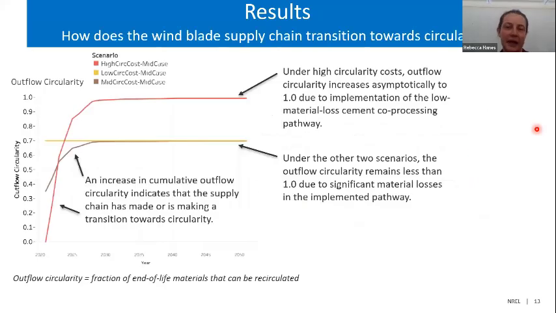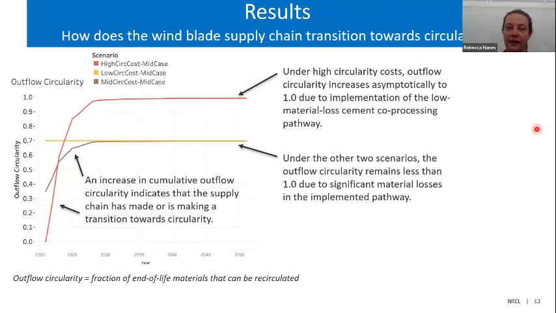So in this graph, we're showing one of our two default circularity metrics, which is outflow circularity over time. And this metric measures the fraction of end-of-life material in the supply chain that is recirculated instead of being disposed of. And here we're not really distinguishing between closed loop or open loop circularity. Obviously, in this supply chain, there was no possibility of closed loop circularity. So here we're assuming that we're creating a material that can be used in a supply chain outside the wind turbine blades. So an outflow circularity of 0 means a fully linear supply chain.